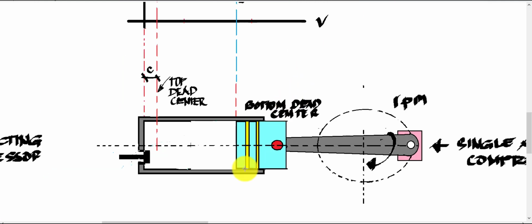Now, as it reaches the bottom center during the suction stroke, after that the suction valve will be closed. So we have only this part of the volume of air that is being sucked inside the cylinder. So the valve is closed, so the air is contained inside the cylinder.